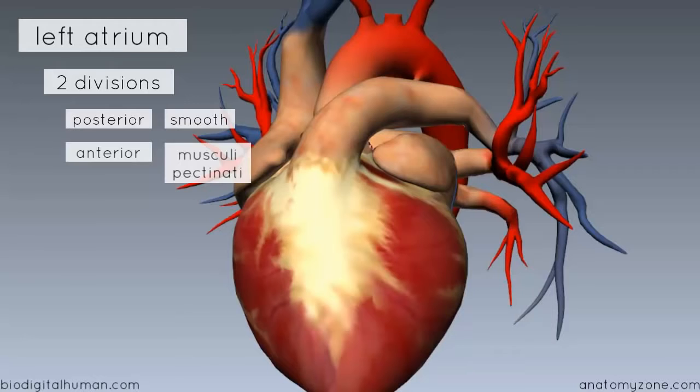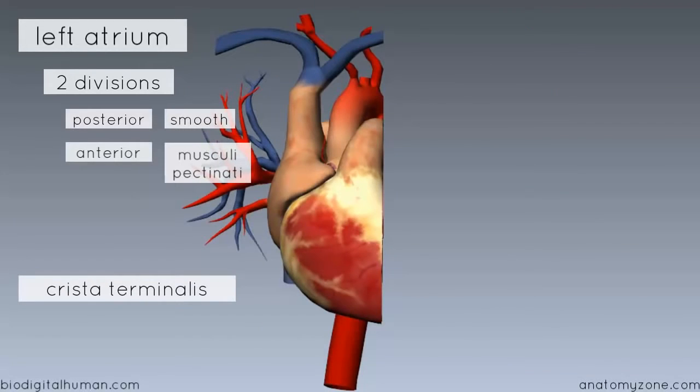So you've got the smooth posterior surface of the left atrium and the rough, muscle-ridged anterior half, which is continuous with the left auricle. But unlike the right atrium, where you have this smooth muscular ridge delineating the 2 halves, which is called the crista terminalis, you don't have this in the left atrium.